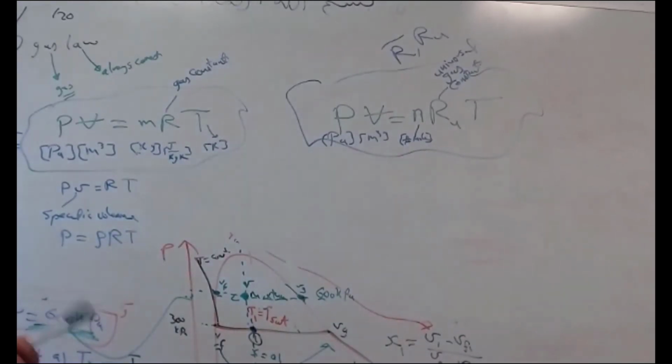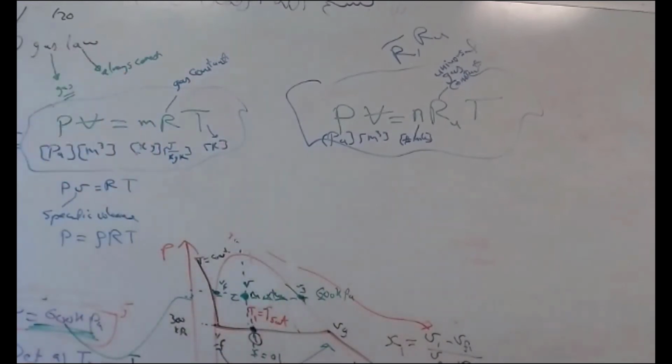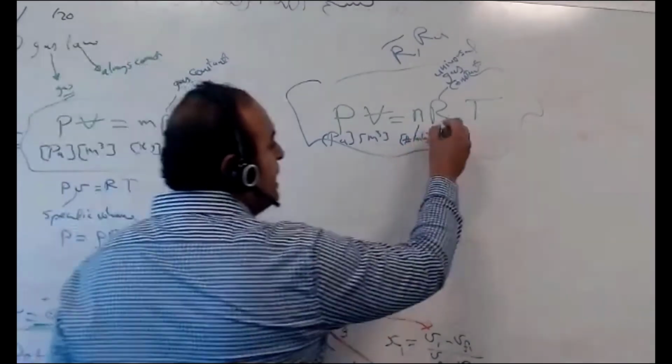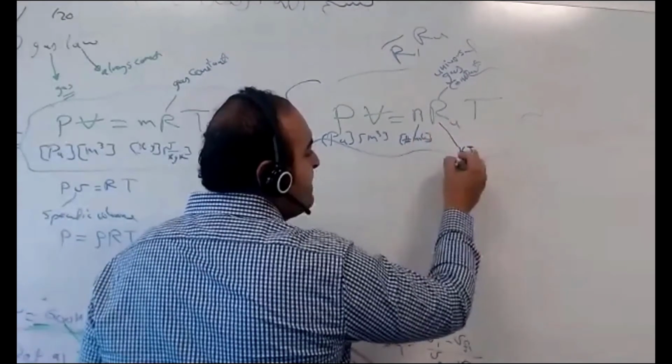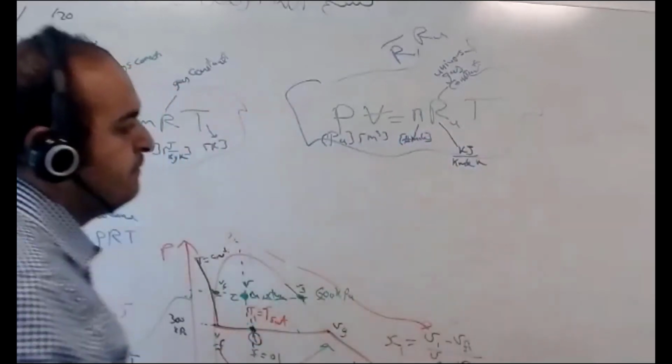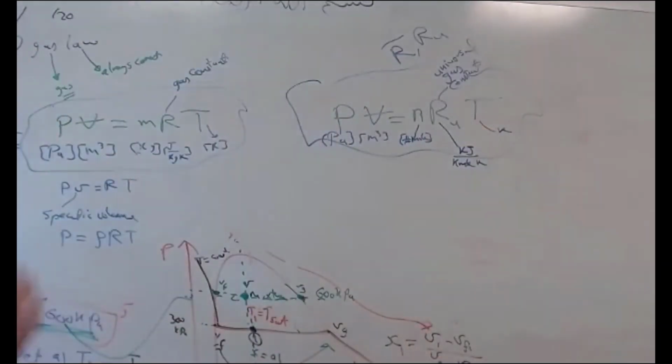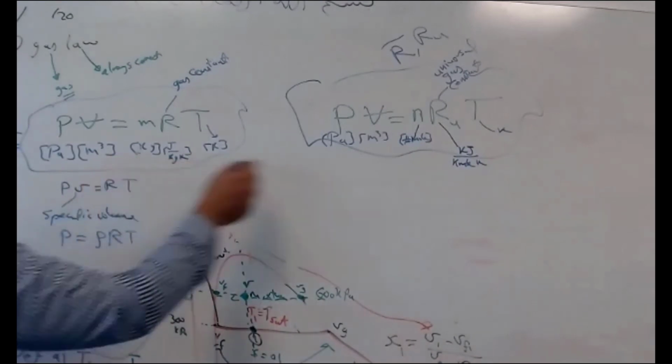So PV equals nR_U T. Now it's clear, kind of. So P is pressure, V is volume, n is number of moles, R_U is the universal constant. It's kilojoule per kilomole Kelvin. This is kilomole, for example, this is mole, and this is Kelvin, of course. So these two equations are exactly the same. But here is kilogram, and this is kilomole.